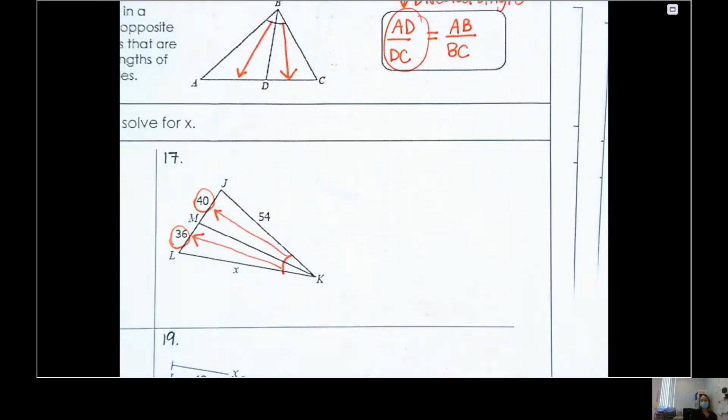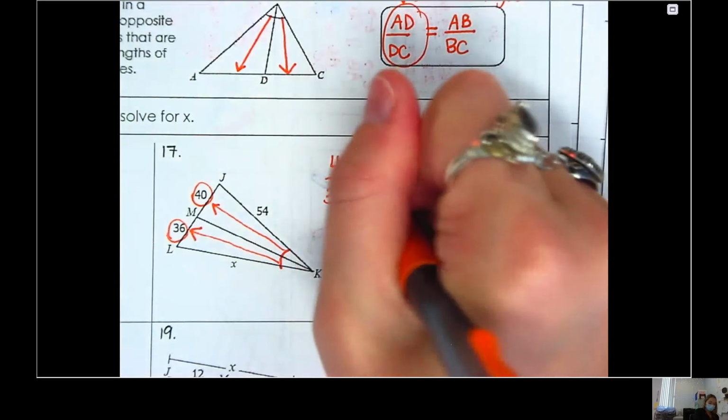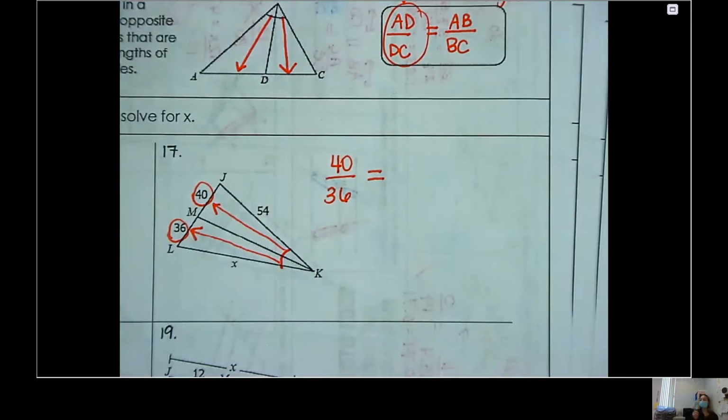JM and ML. Good. These two numbers, 40 and 36. Does not matter which one you choose first. I'm going to do 40 over 36 equals. Now, this is the part that matters. Now I have to pick the sides that are left over that match in the same order.